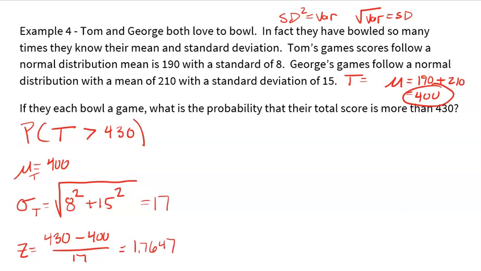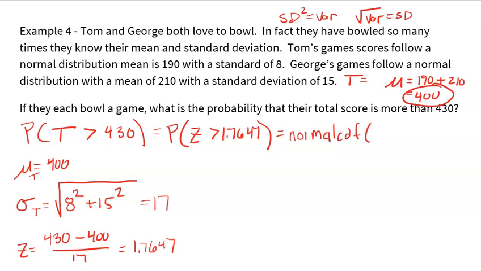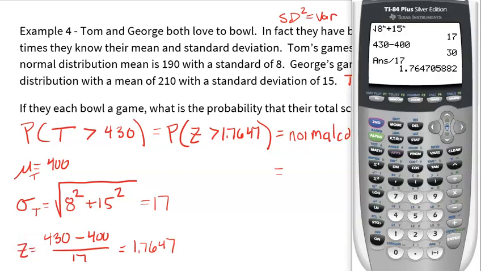1.7647. All right, so the question asked me to find the probability that their total is greater than 430, which is equivalent to finding the probability that a z-score is greater than 1.7647. And the answer to that is going to be found by using normal CDF on my calculator. I'm going to go from a lower value of 1.7647 all the way towards infinity because I want to go all the way more. And I'm going to use a standard mean of 0 and a standard deviation of 1. And again, that's what my calculator is going to do, but I'm trying to make sure I show you guys all the work that must be shown if you want full credit.